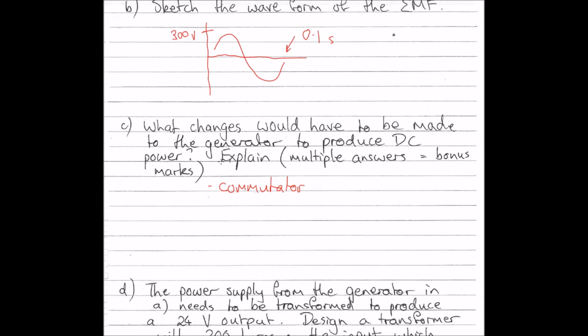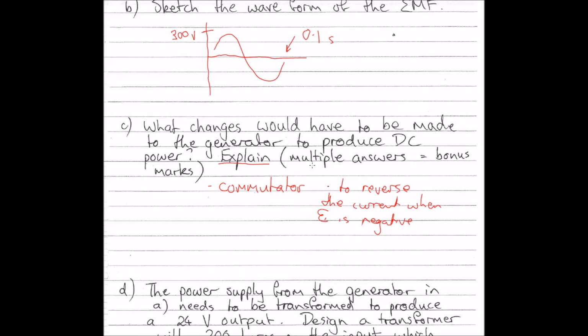But you also need to explain, and this is something that was not done well. So people would say commutator, but there is no explain part to this. So whenever a question says explain, you need an explanation. To reverse, so this is just an example of what you could say. To reverse the current when the EMF is negative, or something along those lines.